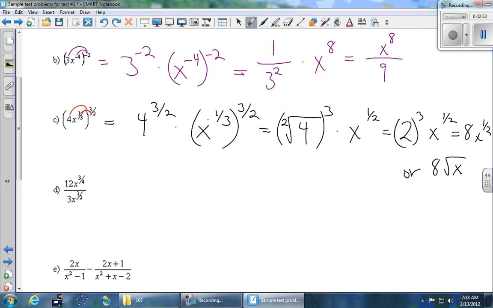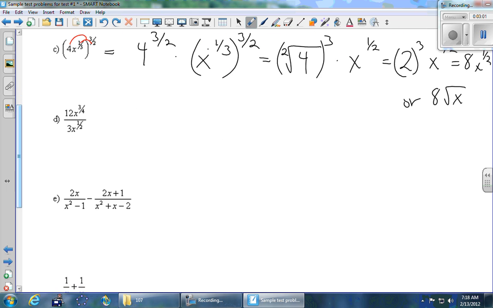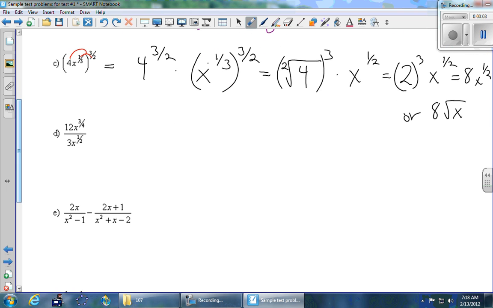Part D, 12x to the 3/4 divided by 3x to the 1/2. Okay, so first we can deal with the 12 and the 3. So we know that they cancel and we reduce to 4. And I guess I'll put a 1 down there.